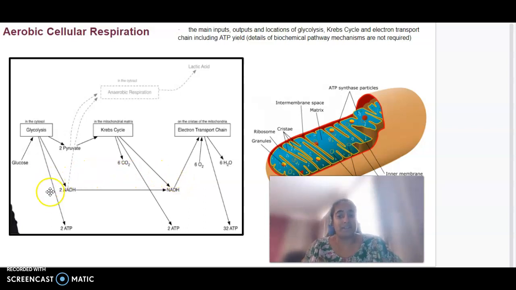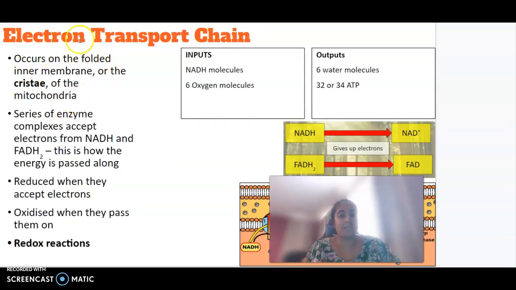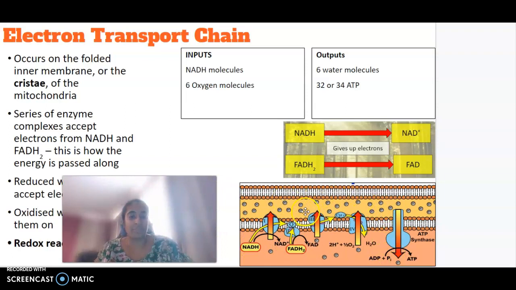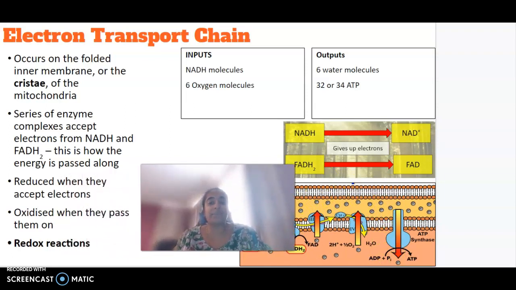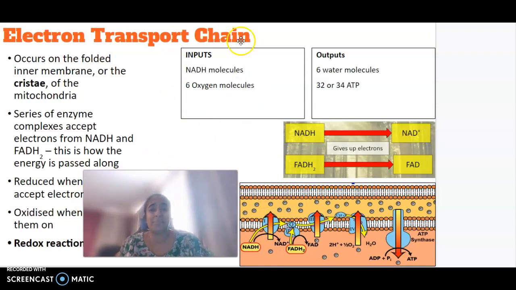Now, the output of NADH from glycolysis and the Krebs cycle is going to be an input in the electron transport chain. So the electron transport chain is occurring in the cristae of the mitochondria. It's basically a series of enzyme complexes accepting electrons from the NADH and also what we call FADH2, and this is how the energy is going to be passed along. You might be familiar with this diagram or have seen it before. These complexes are reduced when they accept electrons, and oxidized when they pass them on. So there are a lot of redox reactions occurring, but basically it's an input of NADH molecules and the requirement of oxygen.